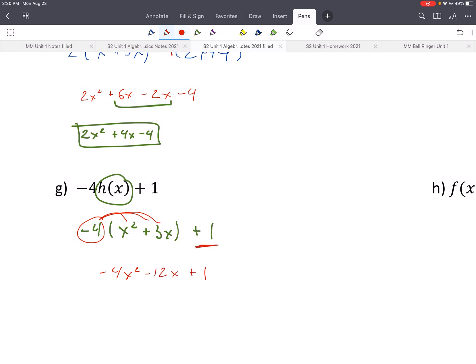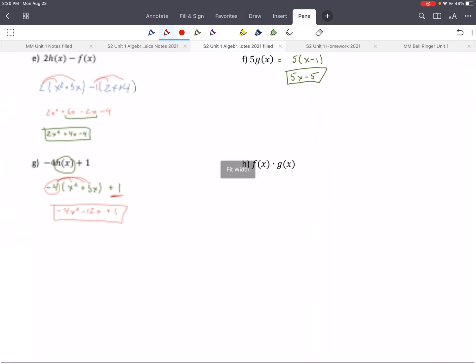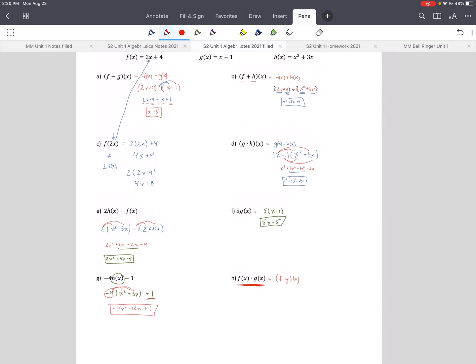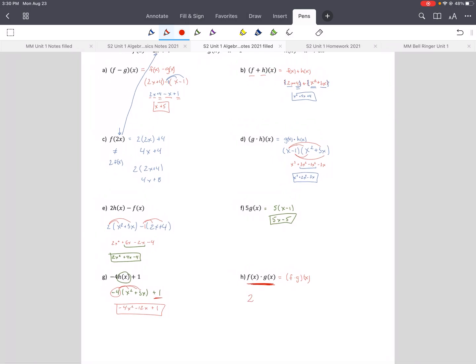And this plus 1 is not being multiplied by that -4. So this one is already done for us. We can't combine anything. And then this last one, again, this is the same as if you saw it as f times g of x. But here, I think it makes more sense sometimes to think of it that way. So f of x is 2x plus 4, and we're going to multiply it by g of x, which is x minus 1.